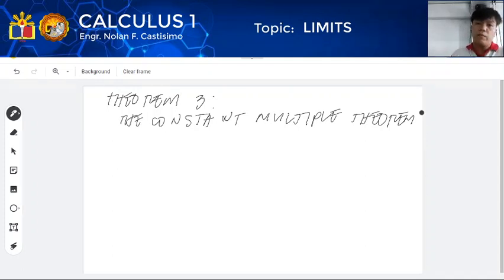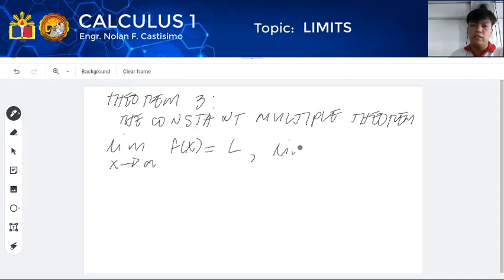Okay. So, from our two letters or variables mentioned a while ago, we have the limit of f of x is equivalent to L, x approaches a. And then we have the limit of g of x as x approaches a is equivalent to m. So, tingnan natin kung ano yung relevance niyan sa Theorem 3 natin, which is yung constant multiple theorem.